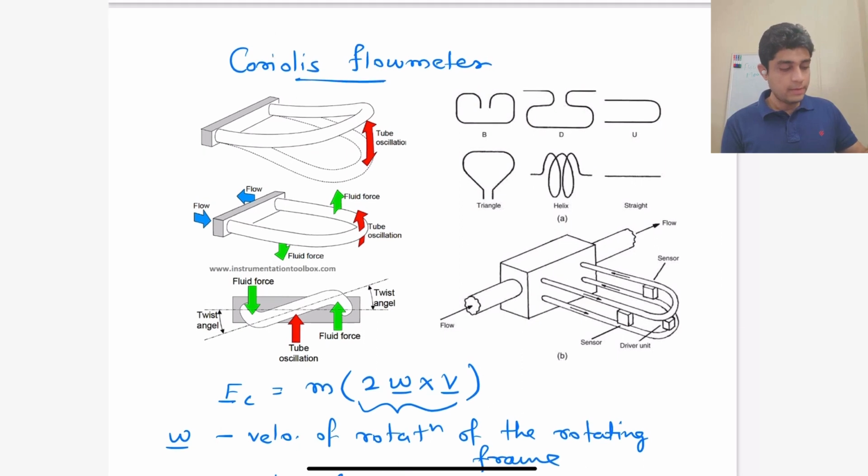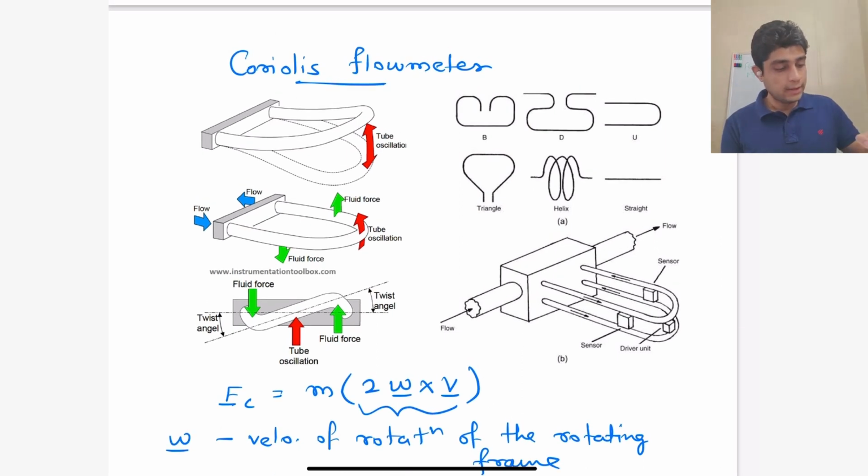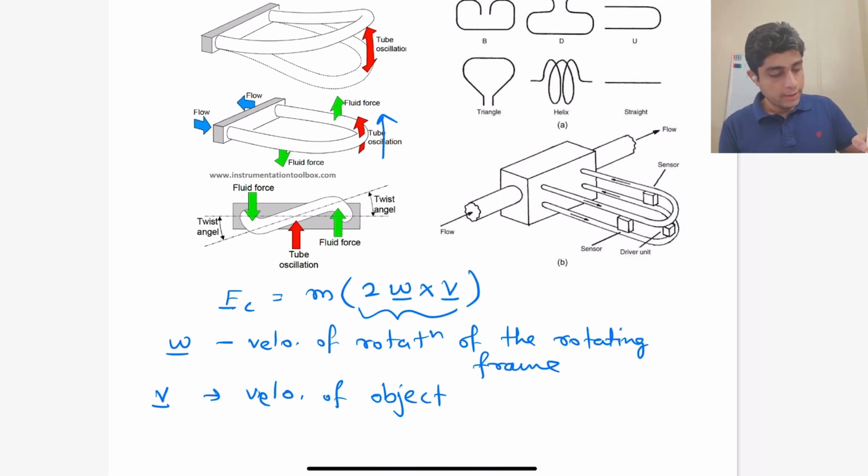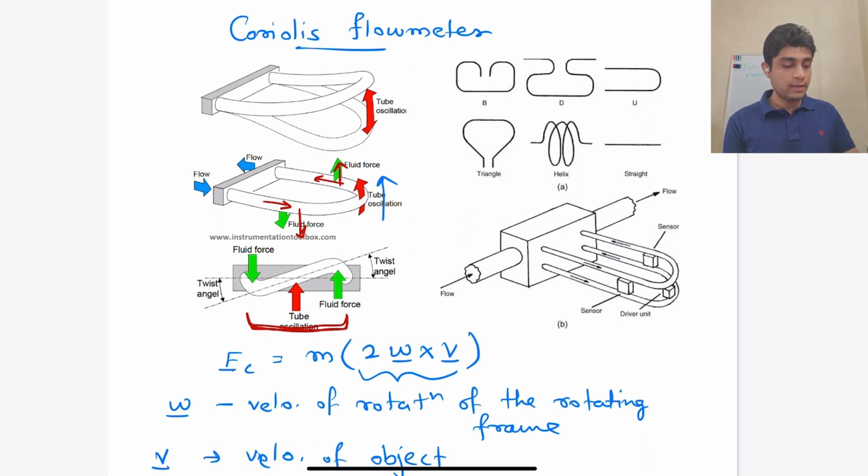So the way this principle is used to measure fluid flow is such that the flow is passed through a U-shaped tube, and this tube is made to oscillate in the middle as shown. So as the tube oscillates, the fluid that is coming in exerts a force on this pipe in a downward direction, while the fluid that is going out exerts a Coriolis force on the tube in the upward direction. And because of this, as you can see, the tube twists, and we can basically measure this twist angle and relate it to the flow rate.